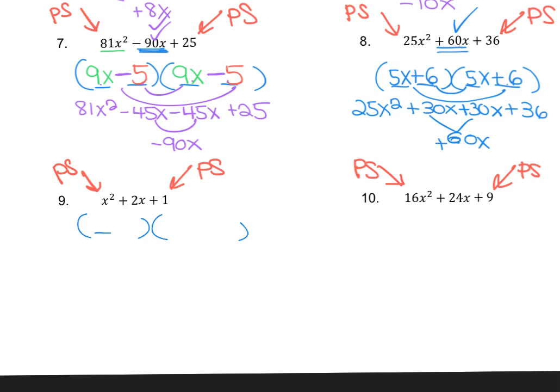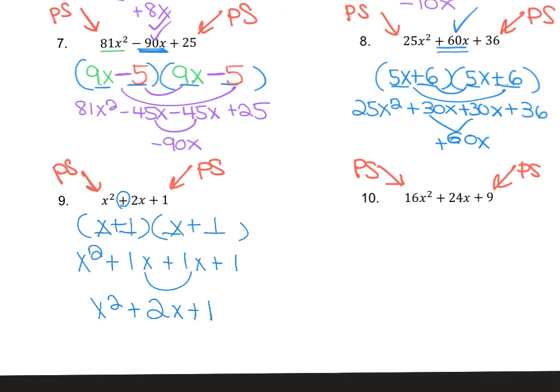All right, down at the bottom here, last two. I'm going to get x and x. I'm going to get a 1 and a 1. This is a positive, so I'm going to have both positives here. Checking my work, I get x squared plus 1x plus 1x plus 1. Combine those, I get x squared plus 2x plus 1, and that checks with my work up here.